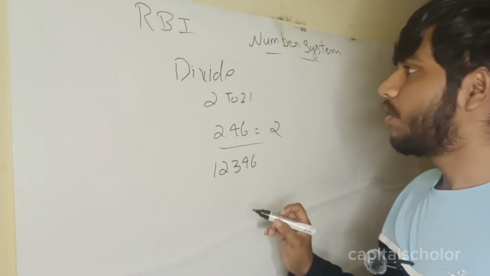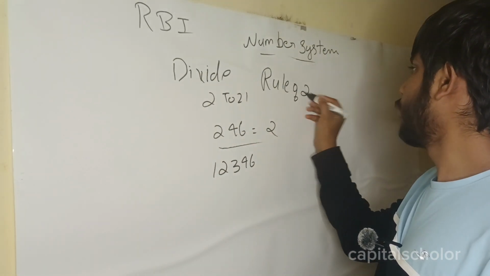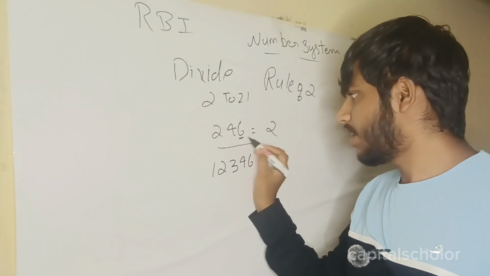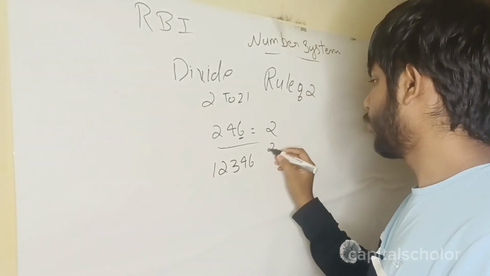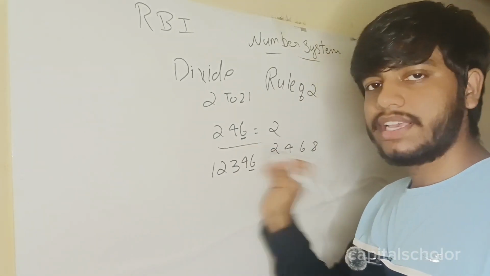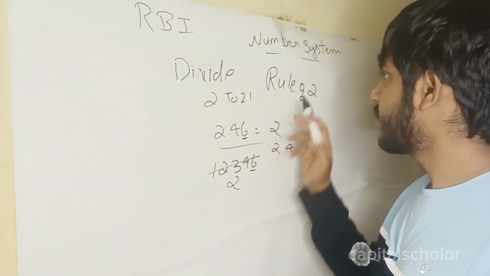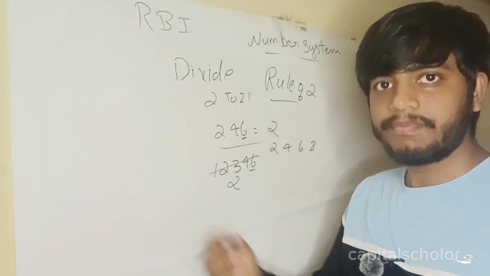The rule of 2 is, the last digit should be an even number like 2, 4, 6, 8. If the last digit is an even number, yes, it is divisible by 2. Okay, I hope you understand the rule of 2. Now let's move to 3.